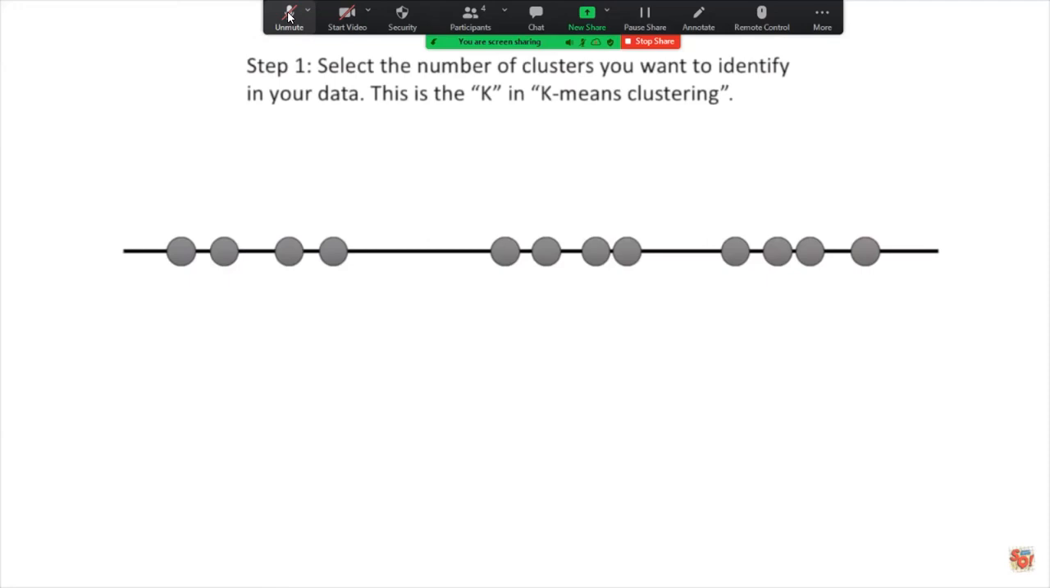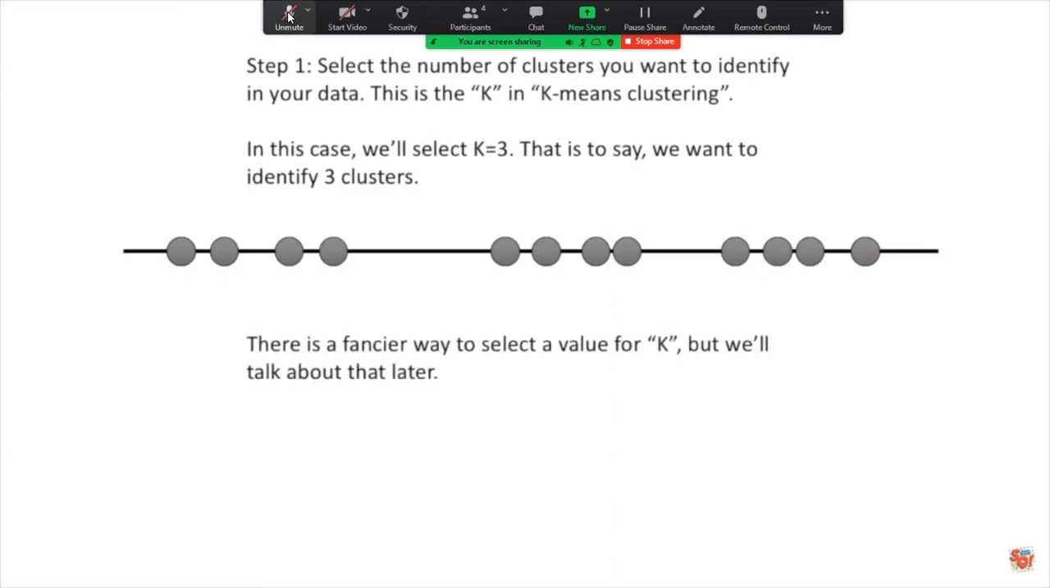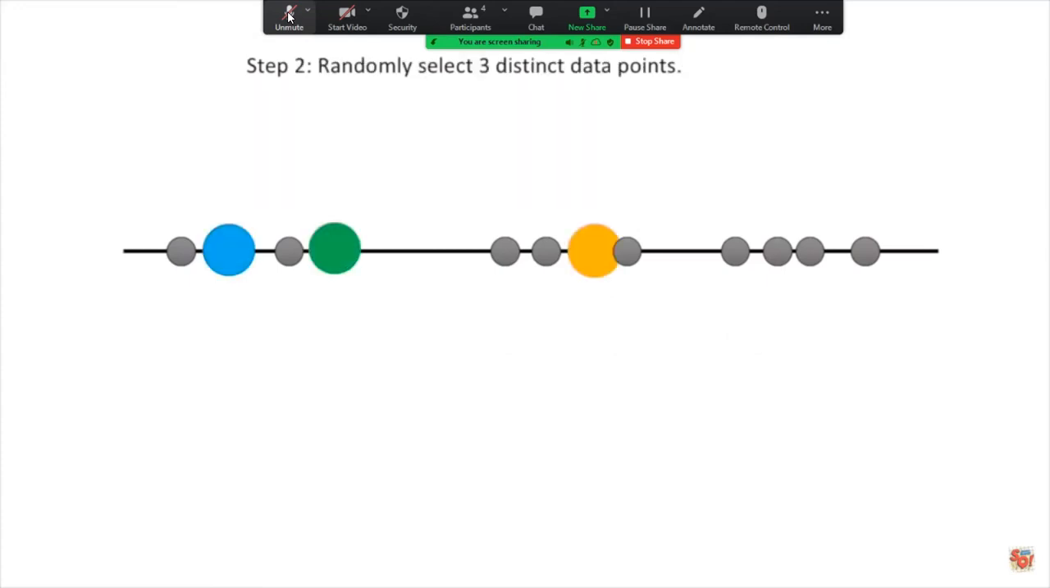Step 1. Select the number of clusters you want to identify in your data. This is the k in k-means clustering. In this case, we'll select k equals 3. That is to say, we want to identify 3 clusters. There is a fancier way to select a value for k, but we'll talk about that later.